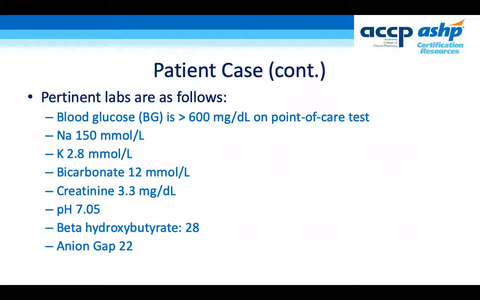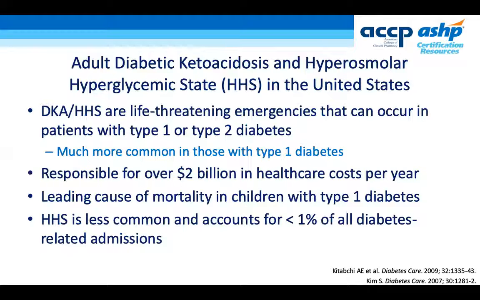His blood glucose is reading as high on his point of care test, so it's greater than 600. His sodium's 150, his potassium's low at 2.8, his bicarbonate's low at 12, his creatinine is elevated at 3.3, he's acidotic with a pH of 7.05, his beta-hydroxybutyrate is elevated, and so is his anion gap.